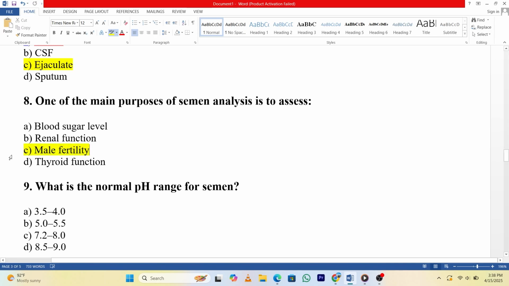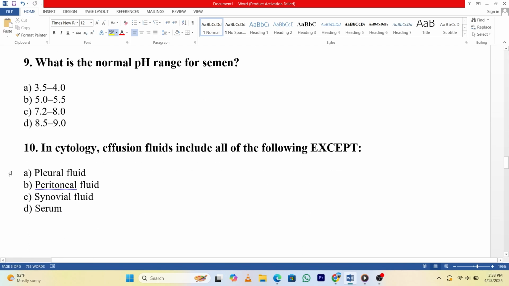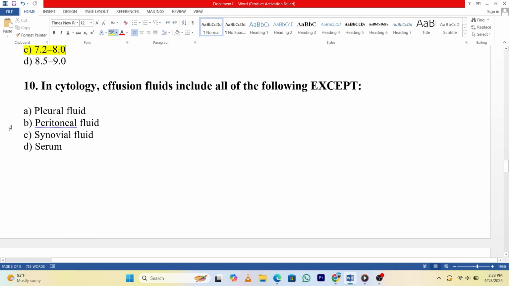9. What is the normal pH range for semen? A. 3.5 to 4.0. B. 5.0 to 5.5. C. 7.2 to 8.0. D. 8.5 to 9.0. Answer, C. 10. In cytology, effusion fluids include all of the following except A.